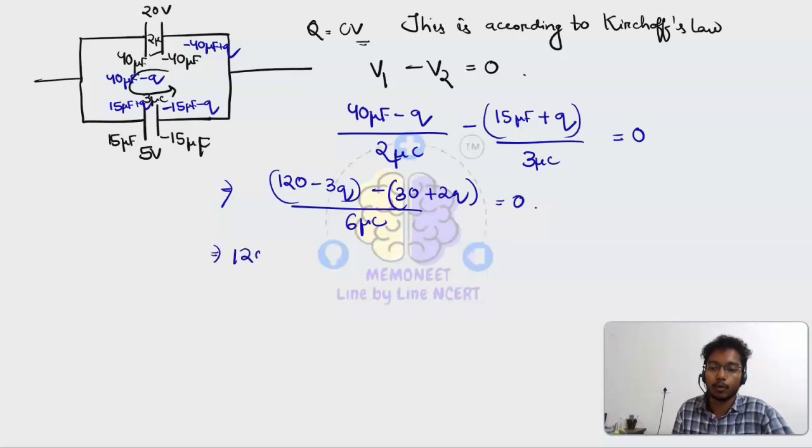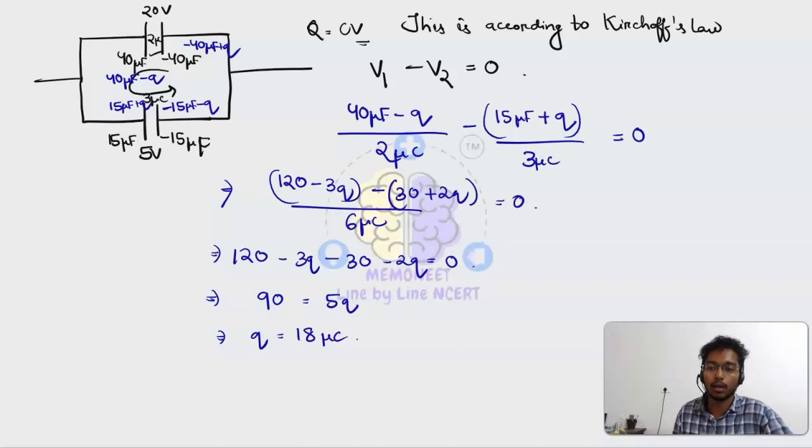So we have 120 minus 3Q minus 30 minus 2Q equal to 0. So we have 90 equal to 5Q. So the Q value is 18 microcoulomb. Okay. Here, sorry, yes, 18 microfarad. So the charge that is transferred out is 18 microfarad.